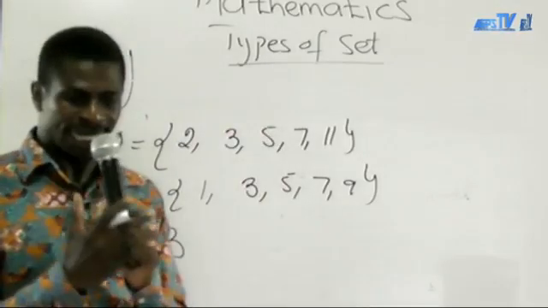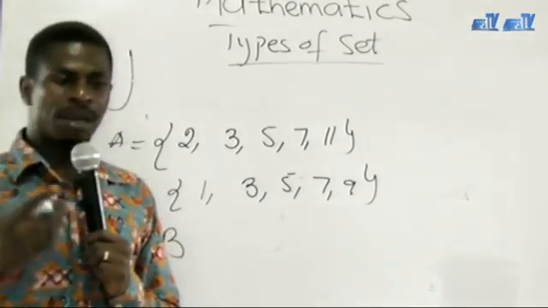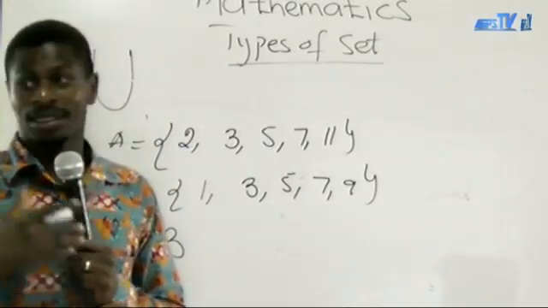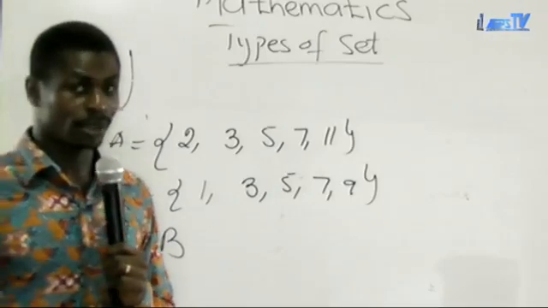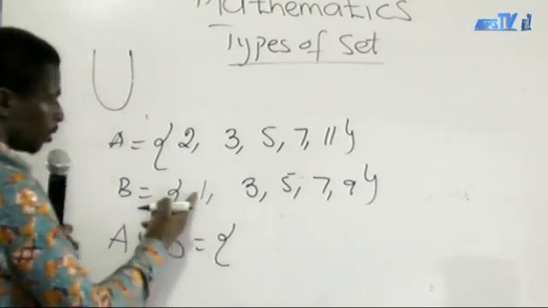So when we say A union B, it means that we put the two sets together. And when we are putting two sets together, each member is written once. Each member is written once.